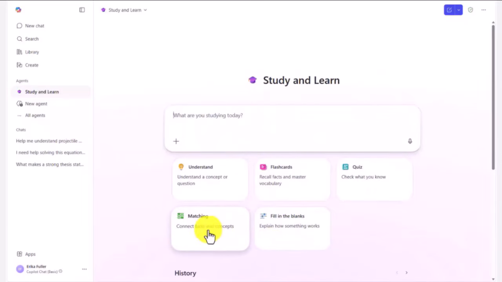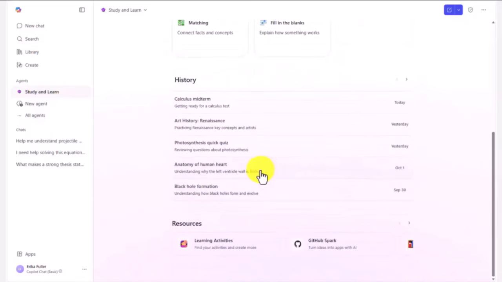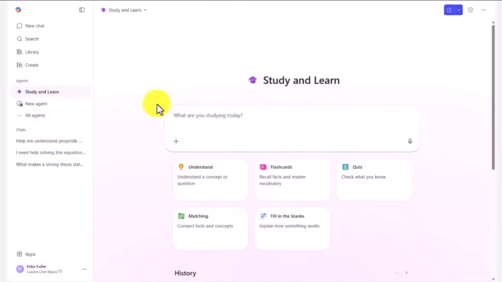They can understand things, do flashcards, quizzes, matching activities, fill in the blanks activities, see the full history of that chat with the agent, and also find resources like going to the Learning Activities app or going to Minecraft Education or going to Reading Coach, other tools that students can use. Now, the agent will help students understand concepts and questions of different types.